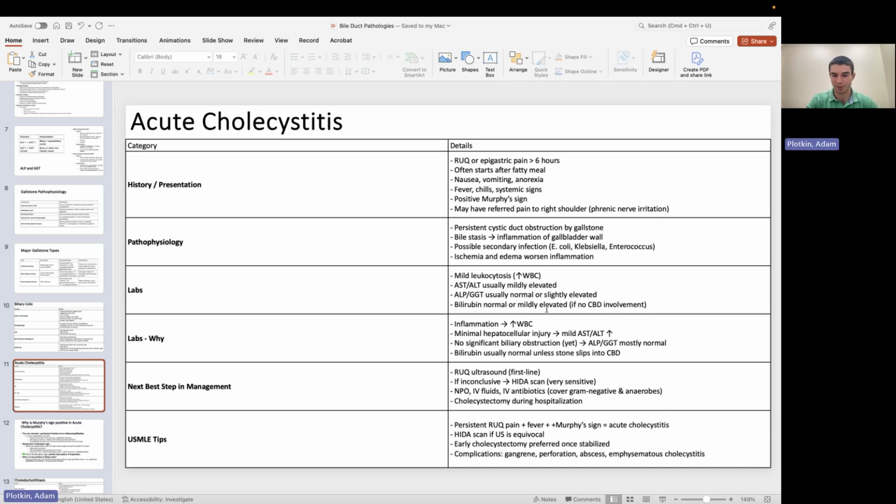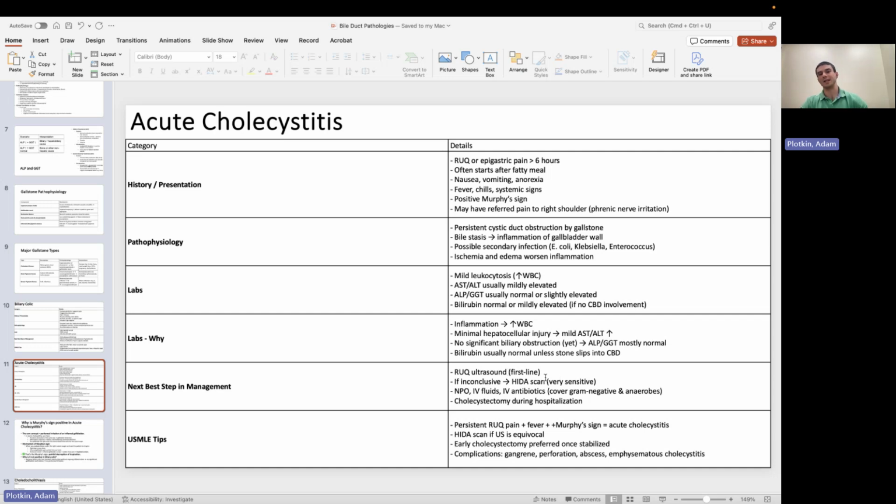So again, I kind of explained that earlier, so I don't really need to go into all this. The bilirubin is usually normal because again, we're not having this hepatocellular injury. I think that's the only one I didn't explain. So again, next best steps, easy peasy. We do a right upper quadrant ultrasound, right? Sometimes Step 2 can get a little tricky. You suspect acute cholecystitis because the patient has right upper quadrant pain for over 6 hours. They have fever, chills, a positive Murphy sign, and you're thinking it's acute cholecystitis, but the right upper quadrant ultrasound was inconclusive. So what do we do next? We do what's called a HIDA scan.